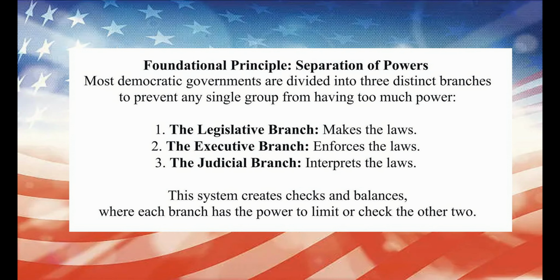1. The legislative branch makes the laws. 2. The executive branch enforces the laws. 3. The judicial branch interprets the laws. This system creates checks and balances, where each branch has the power to limit or check the other two.